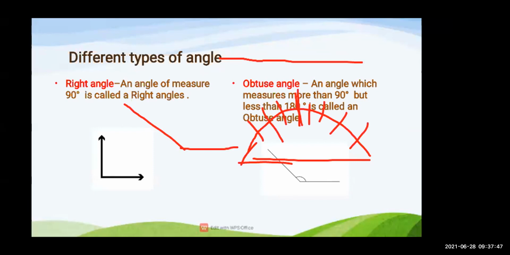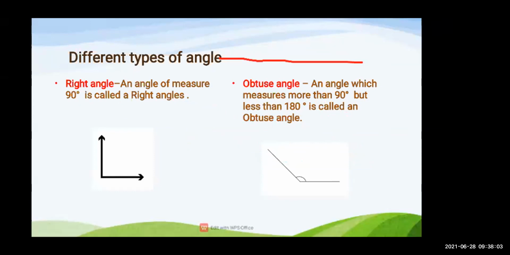So if it is showing like this 120 degree, 120 degree means it is which type of angle? It is an obtuse angle. So here you have to remember it. Exactly 90 means right angle. More than 90 but less than 180, that is an obtuse angle. More than 0 but less than 90, it is an acute angle. And exactly 0, zero measure is what? Zero measure is our zero angle.